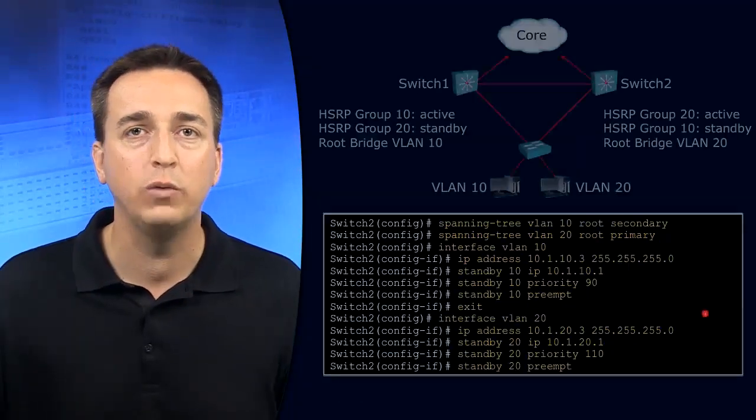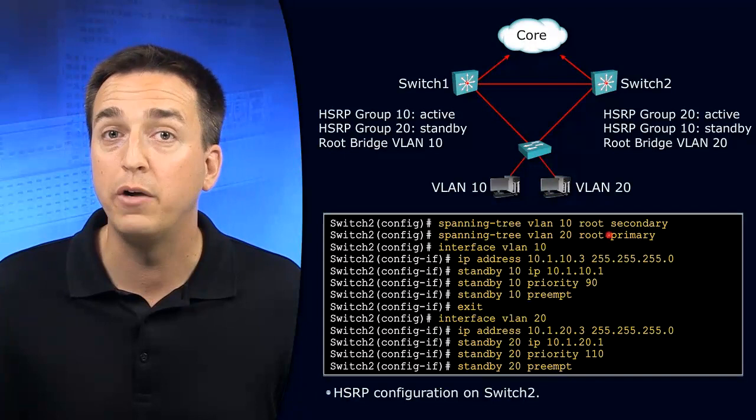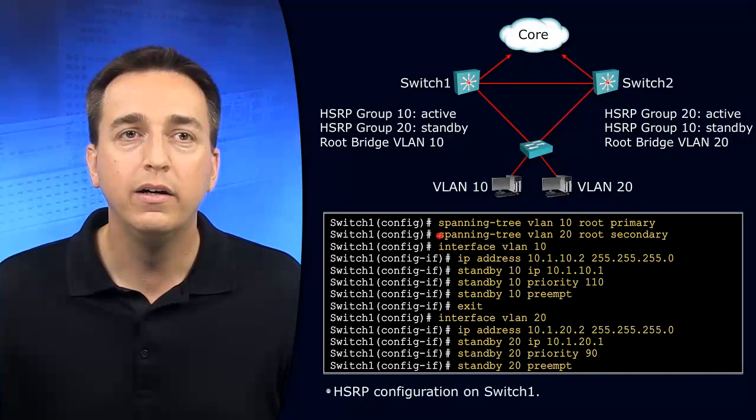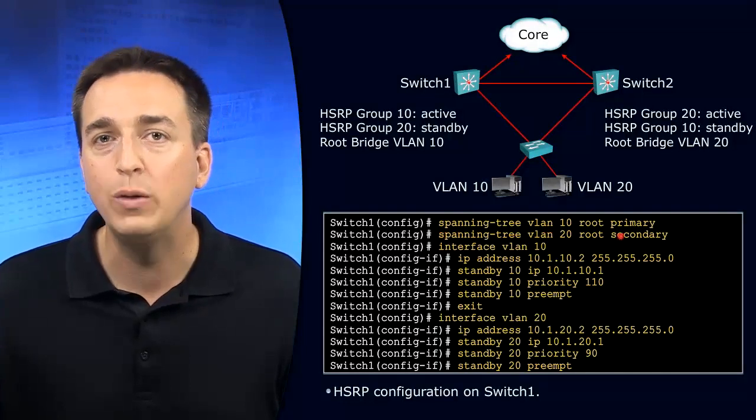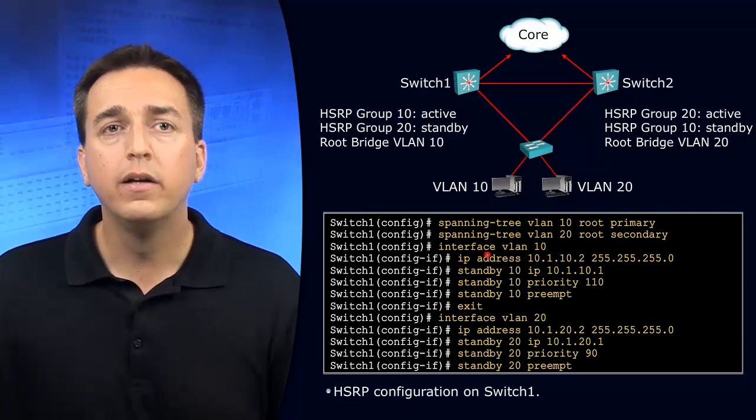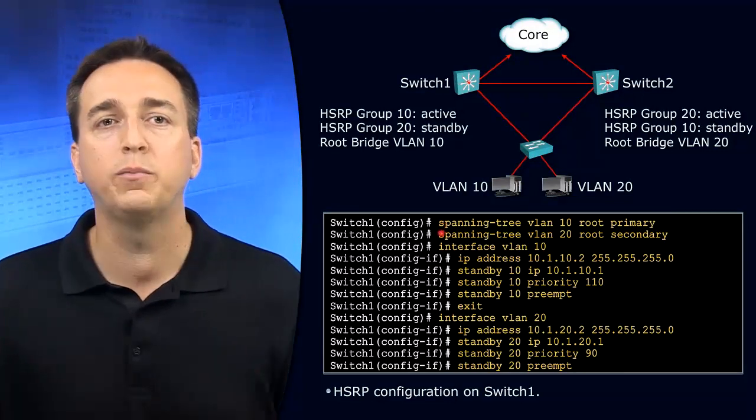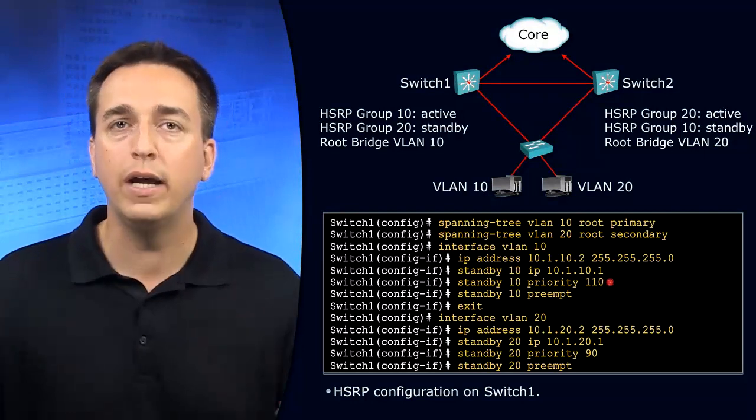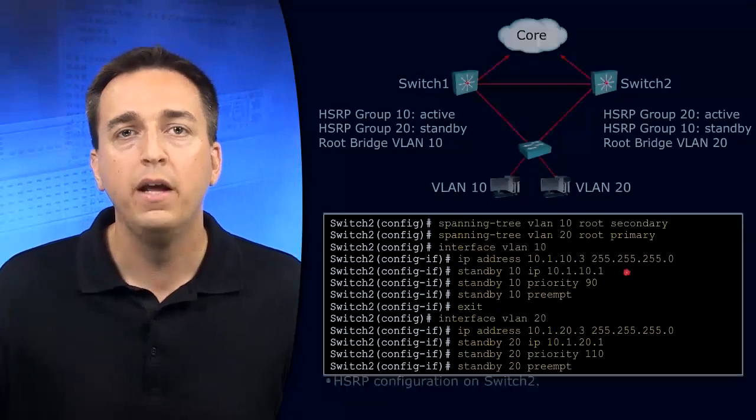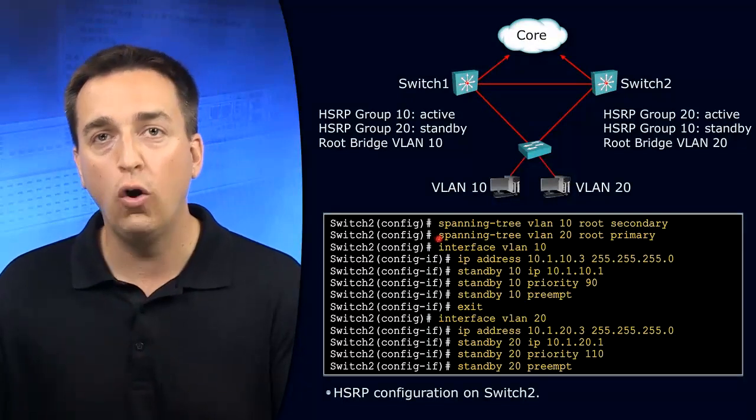So if we examine now switch 2, we'll see that the spanning-tree vlan 20 command has root primary associated with it, making it the primary root bridge. Whereas on switch 1, we saw spanning-tree vlan 20 root secondary. So the goal here is to give switch 1 the lowest priority for VLAN 10, and then the next lowest priority for VLAN 20, so it will take over the root bridge job if switch 2 goes away for VLAN 20.